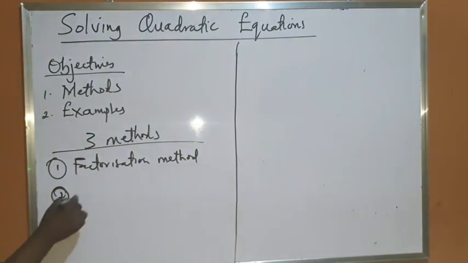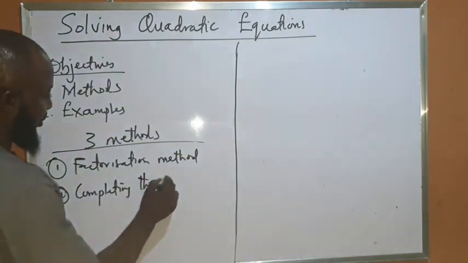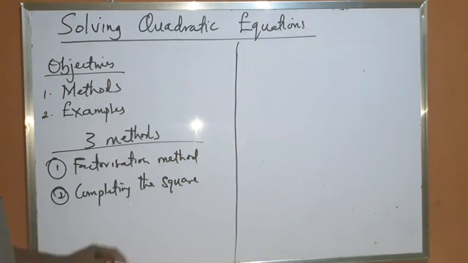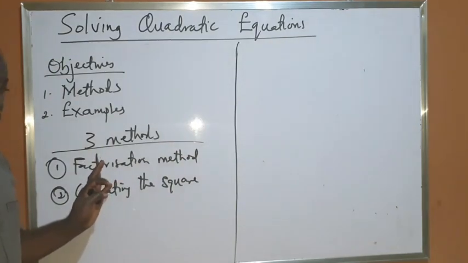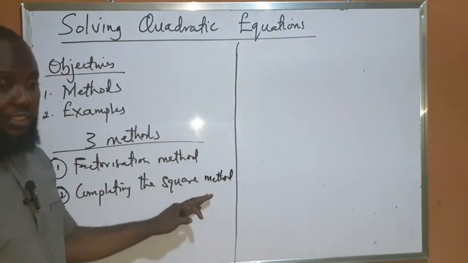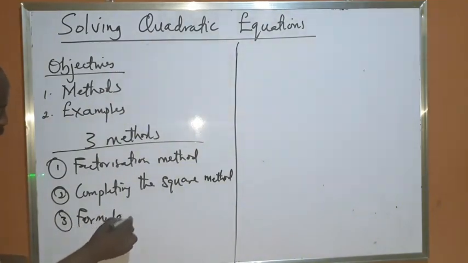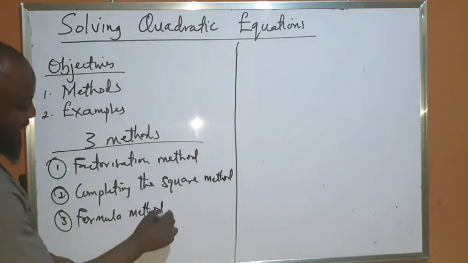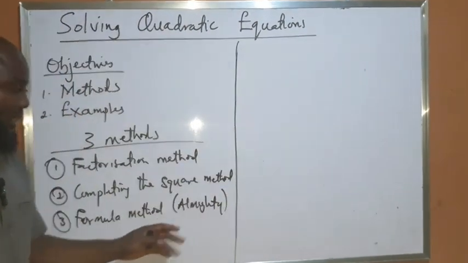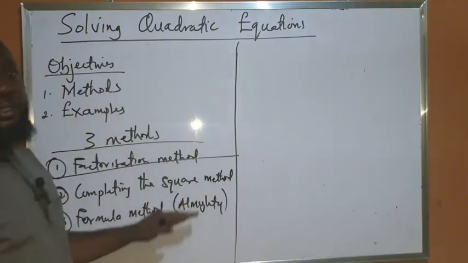The second method is the completing the square method. There are some quadratic equations that cannot be solved using the factorization method, so completing the square method will be applicable to solve that. The third one is the formula method, which is also referred to as the almighty formula. We are going to look at it in detail, but for the purpose of this class, we can't cover everything in a single video.